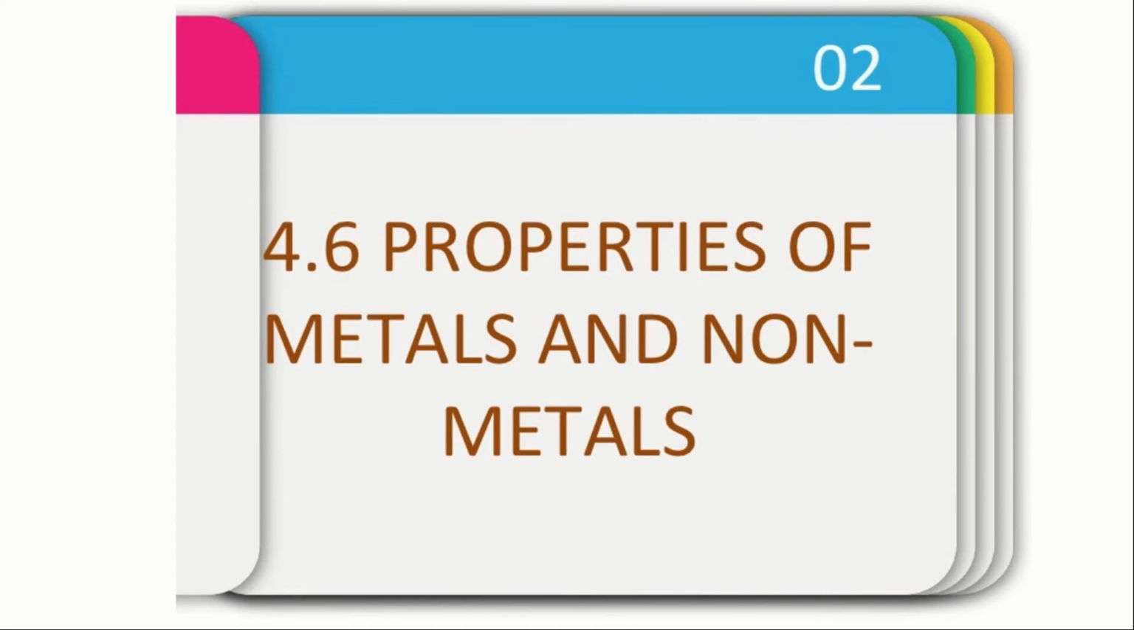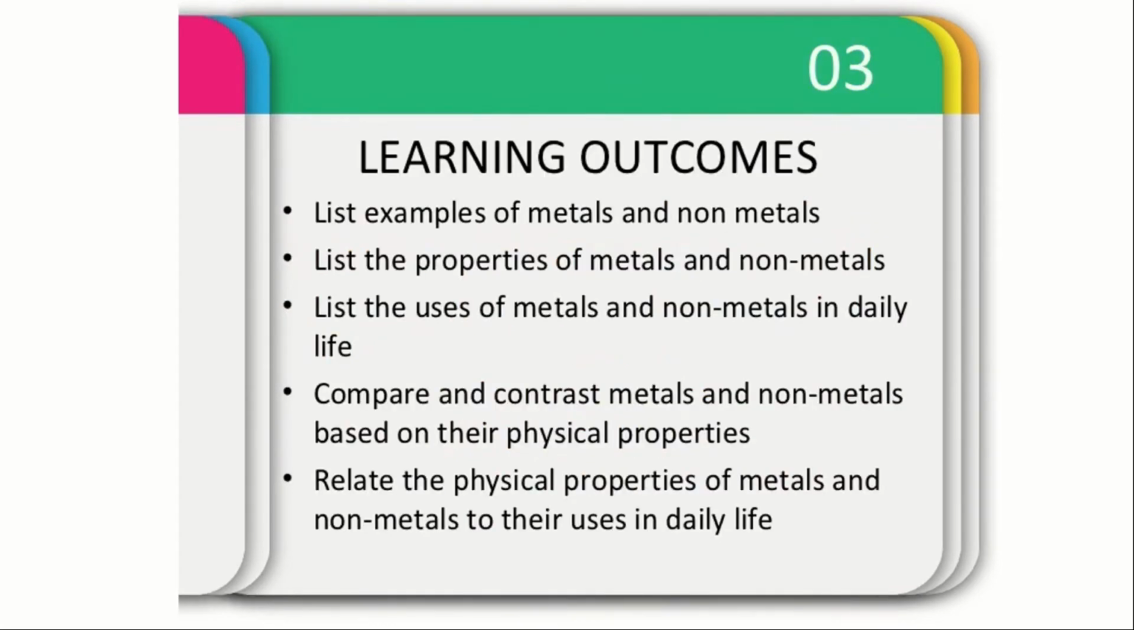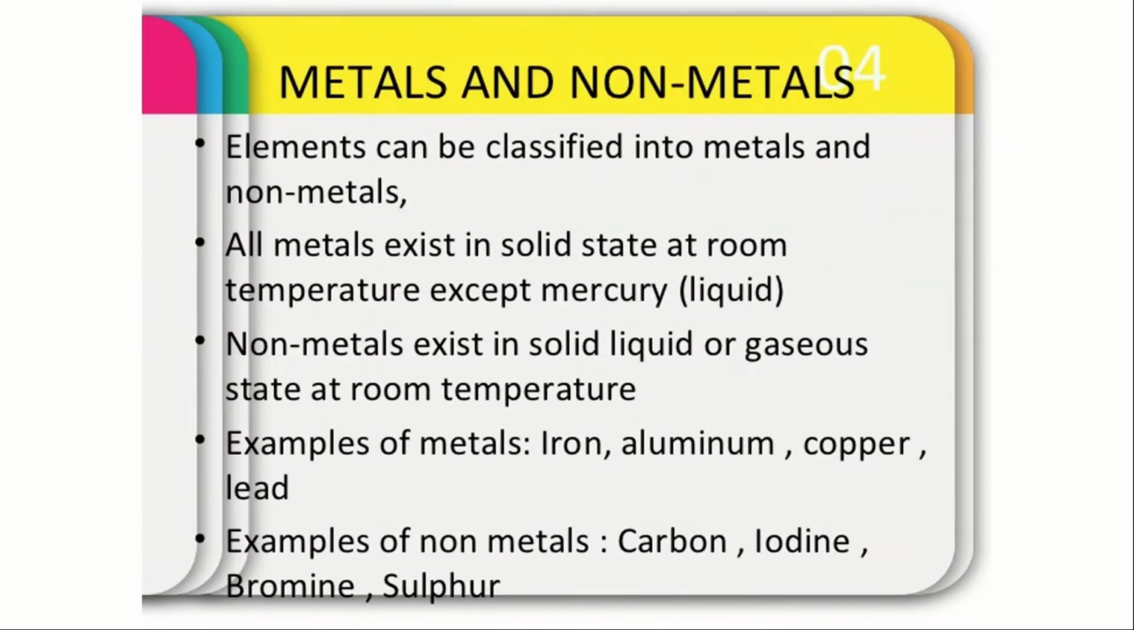Properties of metals and nonmetals. Learning outcomes. List examples of metals and nonmetals. List the properties of metals and nonmetals. List the uses of metals and nonmetals in daily life. Compare and contrast metals and nonmetals based on their physical properties. Relate the physical properties of metals and nonmetals to their uses in daily life.